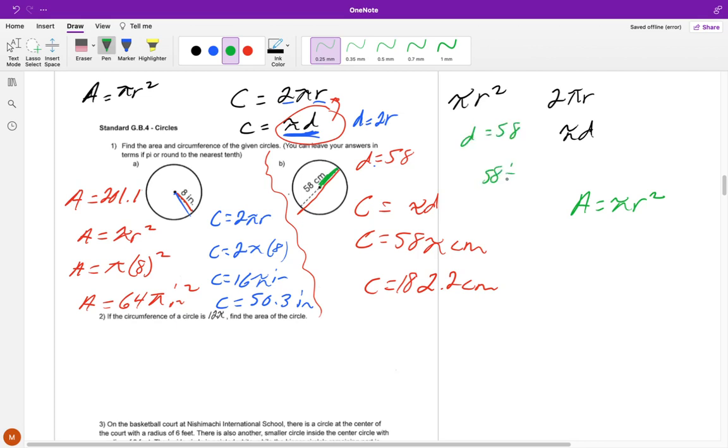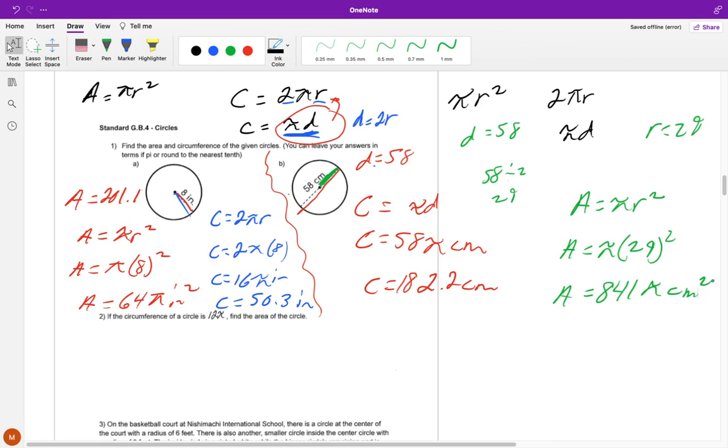Well, 58 divided by 2 is equal to 29. So our radius is equal to 29. So then our area is equal to pi times 29 squared. And 29 squared is then equal to 841. So our area is 841 pi cm squared.